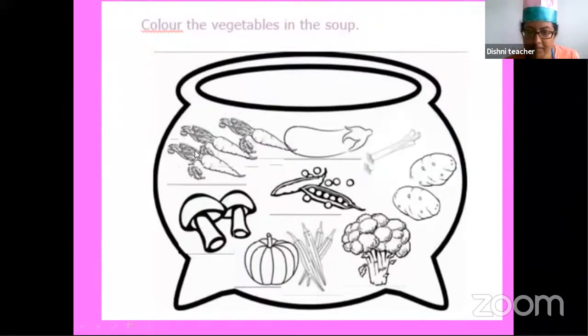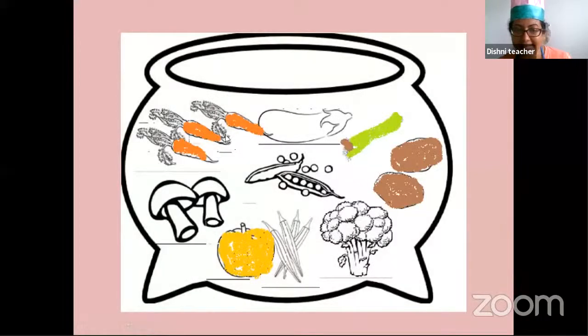We have carrots, brinjals, leeks, potatoes, cauliflower, beans, lady's fingers, pumpkins and mushrooms. I told you, a little soup pot. Shall we see the answer? You have to color like this. Carrots, leeks, potatoes, and pumpkin.